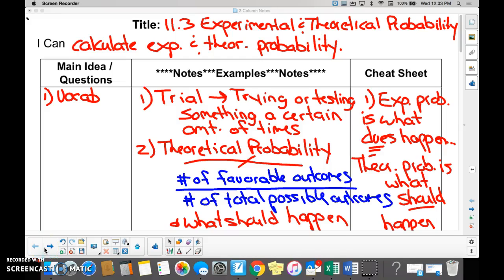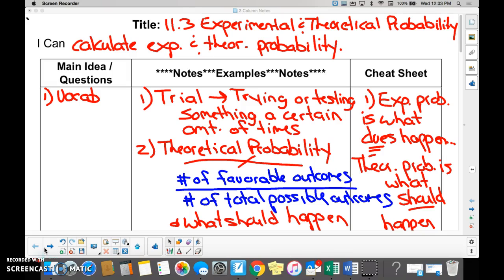11.3 Experimental and Theoretical Probability. I can calculate experimental and theoretical probability. All right, guys, there's keywords here between experimental and theoretical. Y'all with me here? Yes.